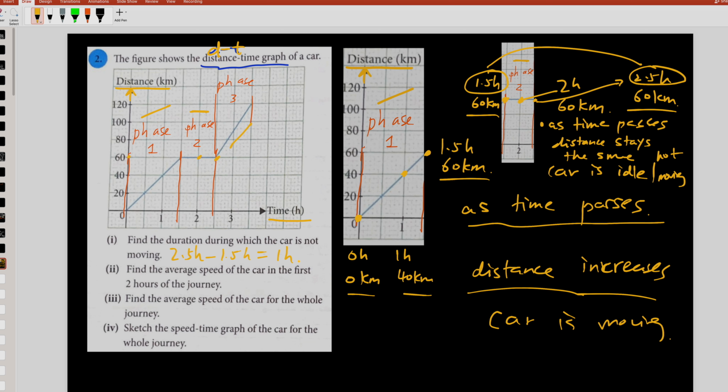Okay? Simple? Now find the average speed of the car in the first 2 hours of the journey. The first 2 hours is here, right? Can you see? So we finish analyzing phase one and phase two. Of course, we analyze phase three the same way. Okay, so we are done with this.